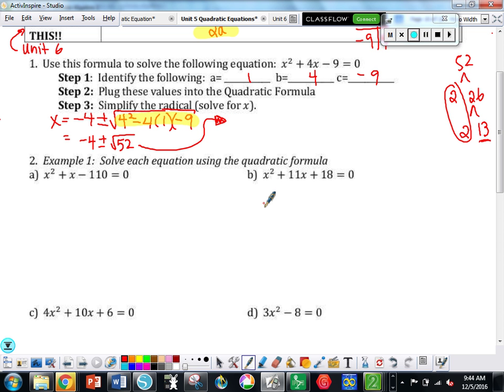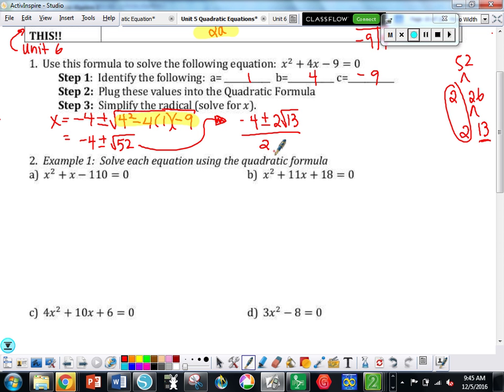How would I rewrite this, simplifying it? It's -4 plus or minus, that does not change, you with me? And then rewrite it: 2 square root 13. Is that okay? Now the top is simplified. So now we have to worry about the bottom. It's all over 2a. What is a? A is 1, so can I just leave it as a 2? 2 times 1 is 2.